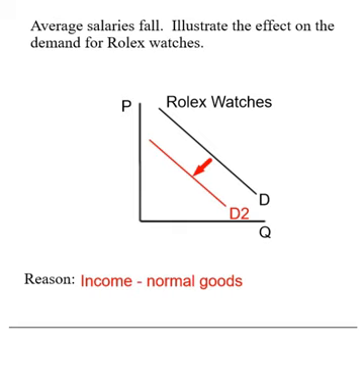Now go ahead and take some time to read the situations, label price, quantity, the demand curve, and write the name of the good at the top. And then go ahead and attempt to do the shifts and the reasons on your own. Pause this video, then we'll check your answers when you're done.